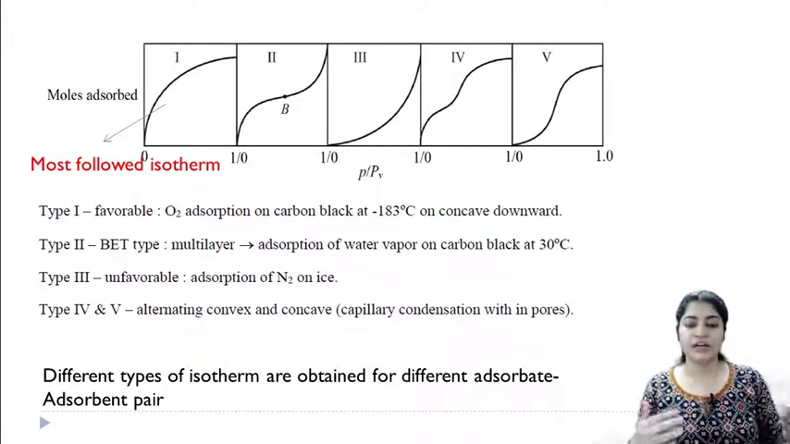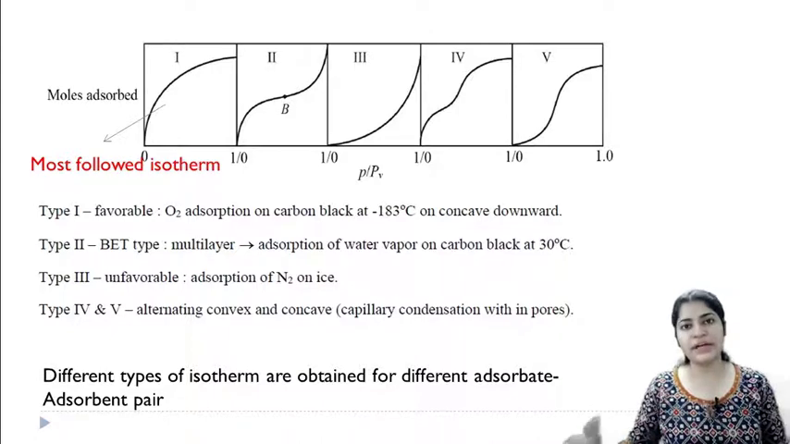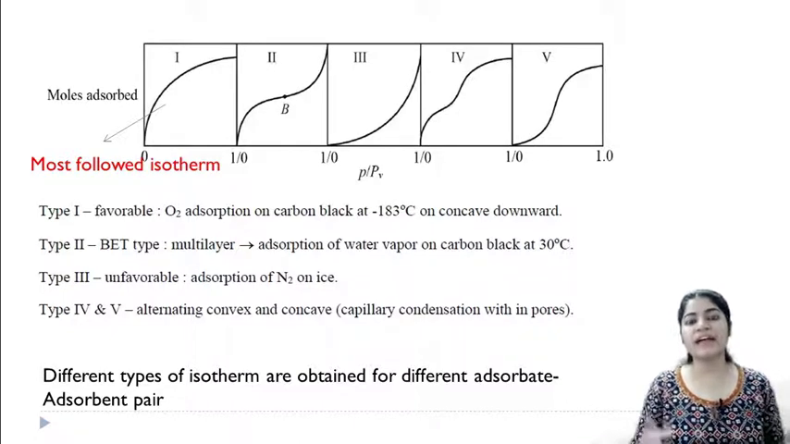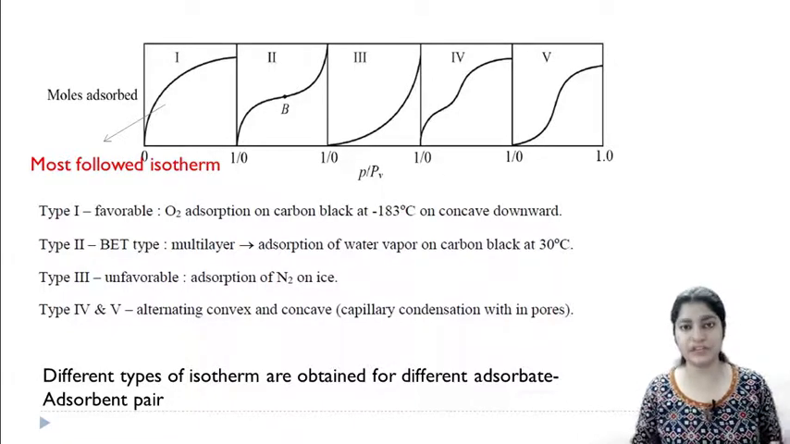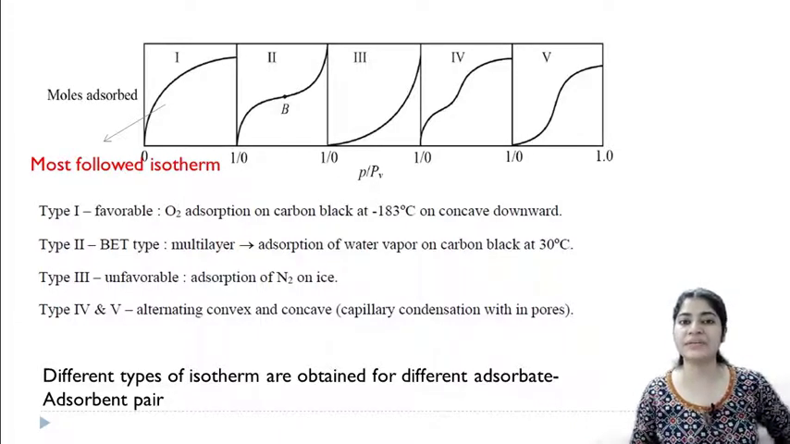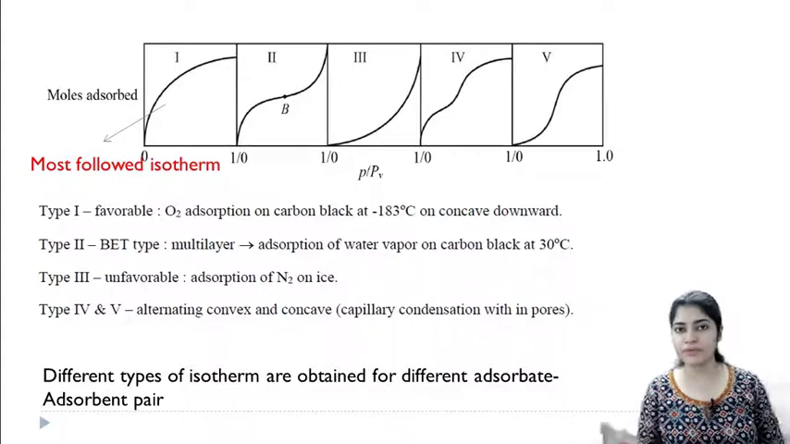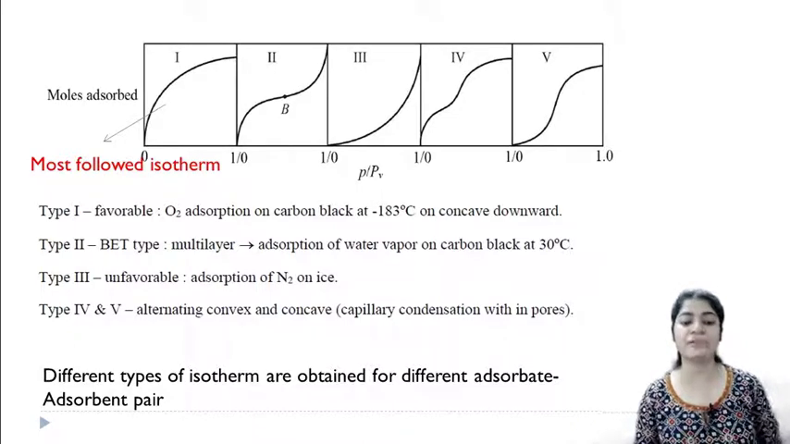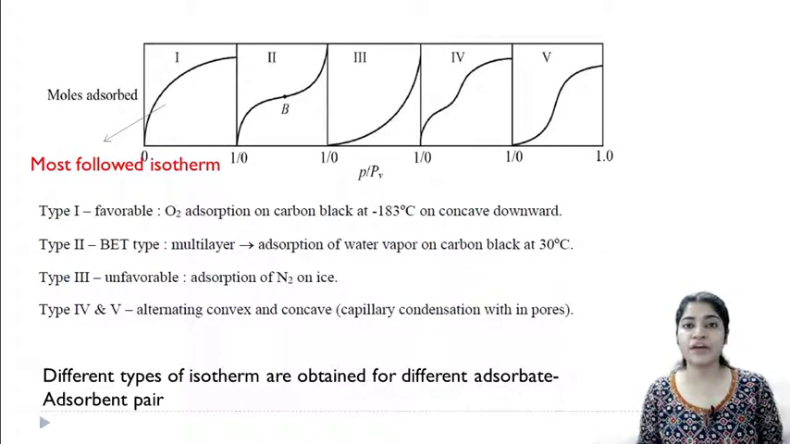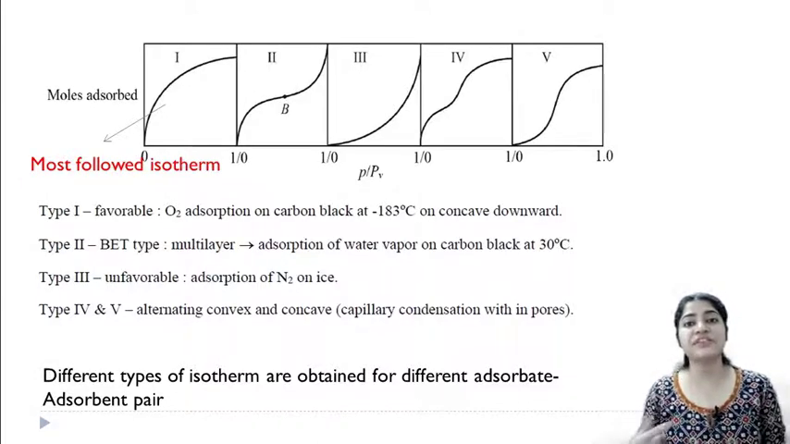Now see, for different adsorbate and adsorbent pairs, at different pressure and temperature conditions, all these adsorbate and adsorbent systems will exhibit different kinds of behavior. So from the 5 figures you can see that. Suppose type 1, an example is oxygen adsorption on carbon black. Okay, so this is a very favorable kind of thing.